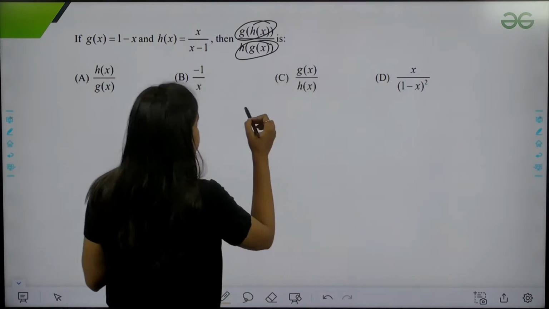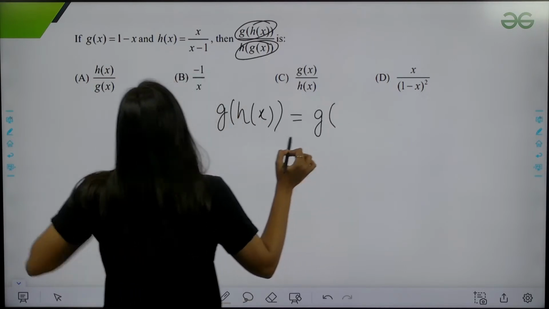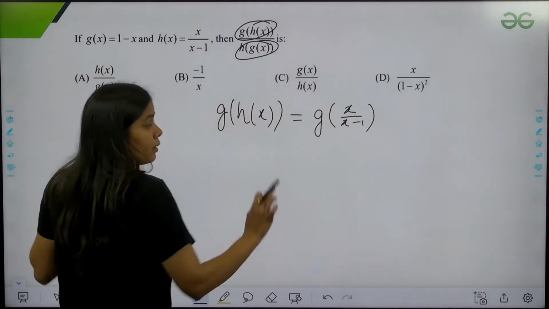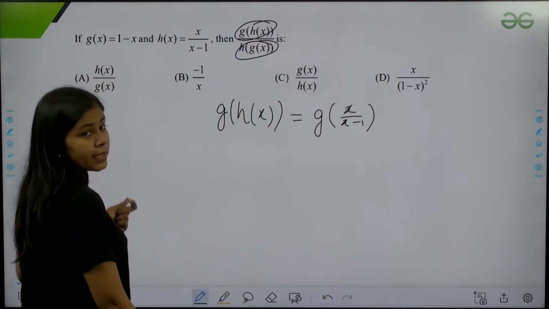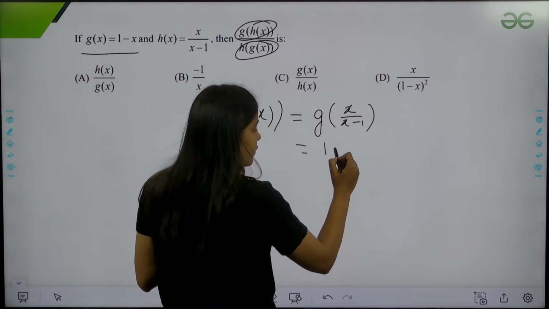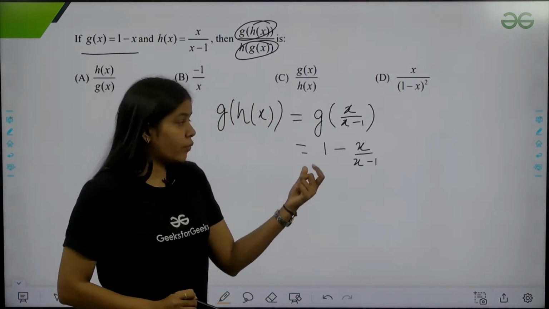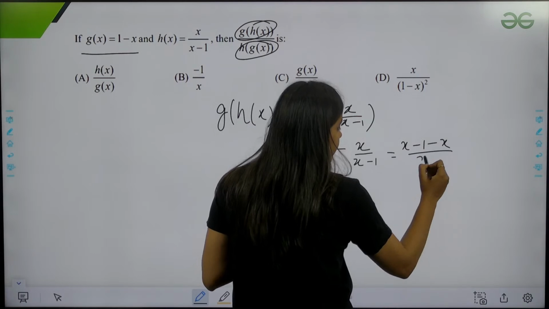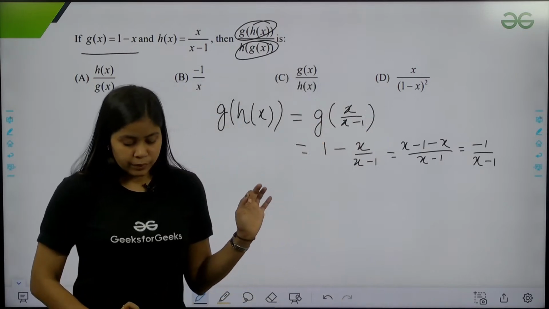So let's find out what is g of h(x). What is h(x) here? h(x) is x upon x minus 1. Now when I use the g function, I'll replace x with x upon x minus 1, because g(x) is equal to 1 minus x, so g of x upon x minus 1 will be 1 minus x upon x minus 1. Is it clear? Now I'll take the LCM. So what would I get? x minus 1 minus x upon x minus 1. So I'll get minus 1 upon x minus 1. This is in simplified form.